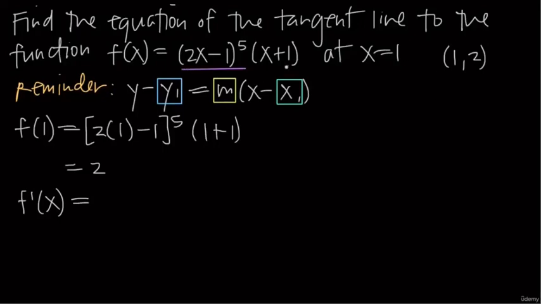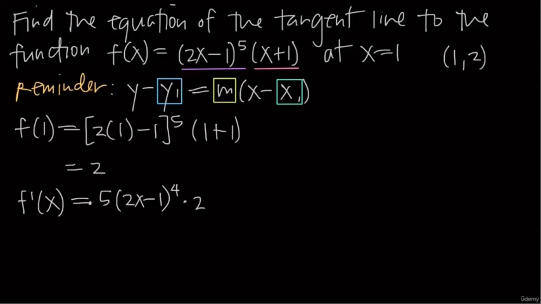The second one is this quantity x plus 1. So we have two functions that are multiplied together. And so in order to use product rule, we take the derivative of the first function. The derivative of 2x minus 1 quantity to the fifth power is going to be 5 times 2x minus 1 raised to the fourth. Then we have to multiply by 2.